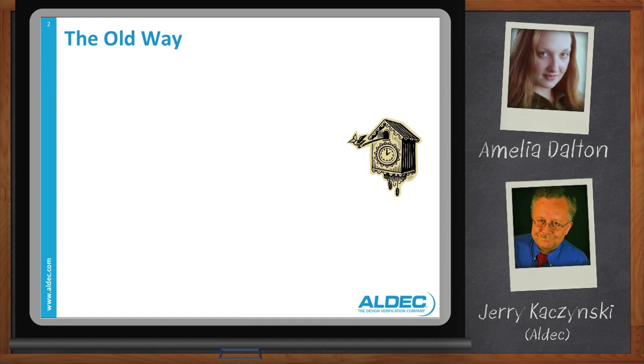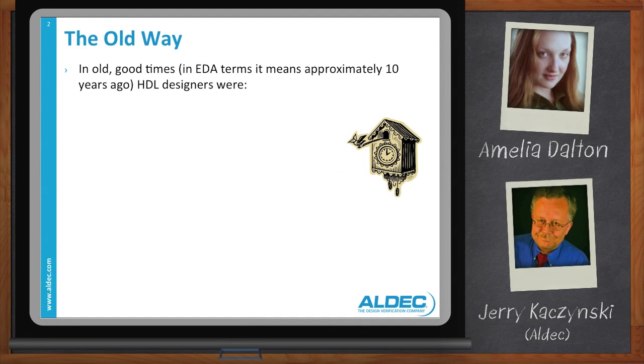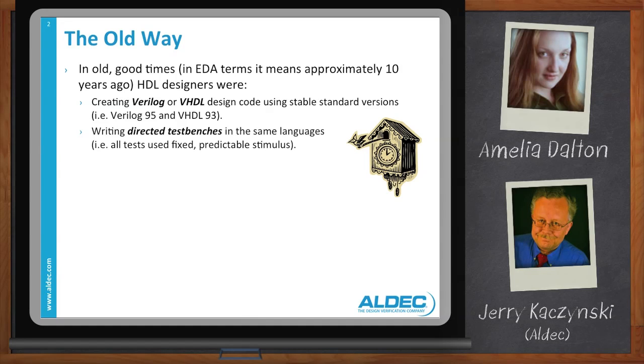In the good old times, which in EDA terms means approximately 10 years ago, HDL designers were first creating Verilog or VHDL design code using stable standard versions, which means for Verilog it would be Verilog 95, and for VHDL it would be VHDL 93. Newer versions were showing up at that time, but they were not popular yet. And after creating the design code, writing a directed test bench in the same languages was most popular. A directed test bench is basically tests using fixed, predictable stimulus.